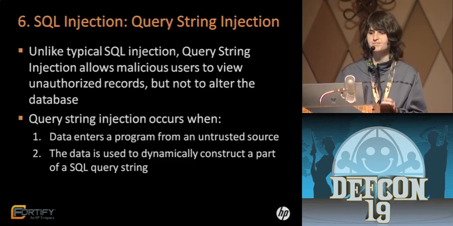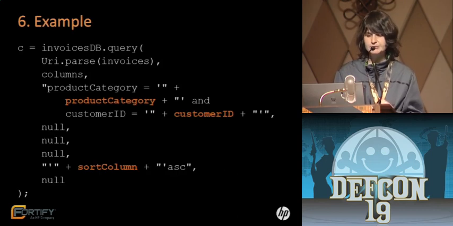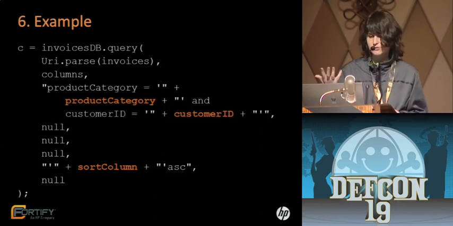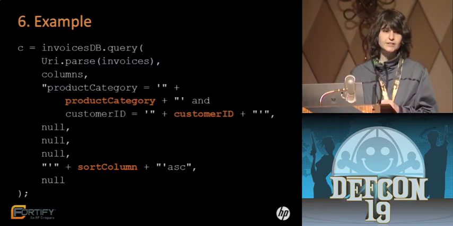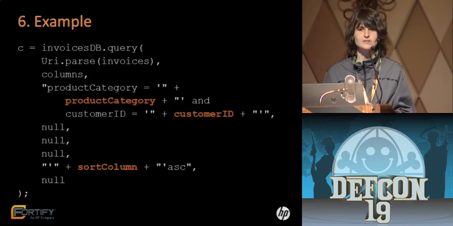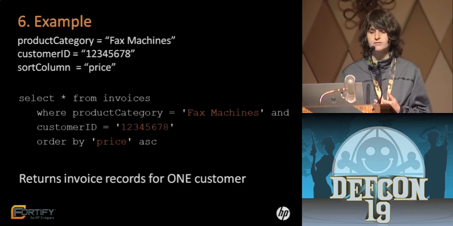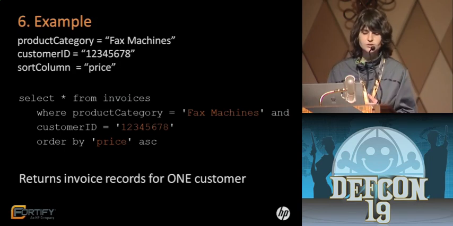And so that's how to differentiate between the two. Here is a specific example. Here is a call to a query API that basically returns invoice records for a product category for a particular customer with a specific customer ID, sorted by the sort column. So if you supply fax machines as the value of product category, and 1, 2, 3, 4, 5, 6, 7, 8 as the value of customer ID, and price as the value of sort column, then here is what your query is going to look like.